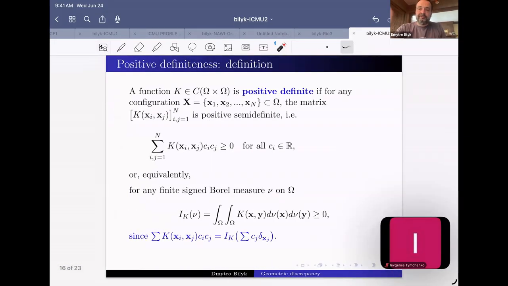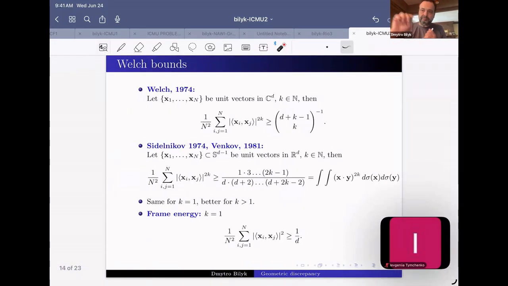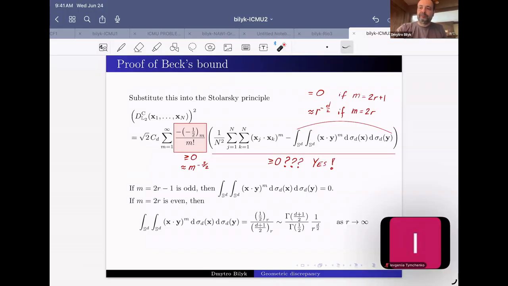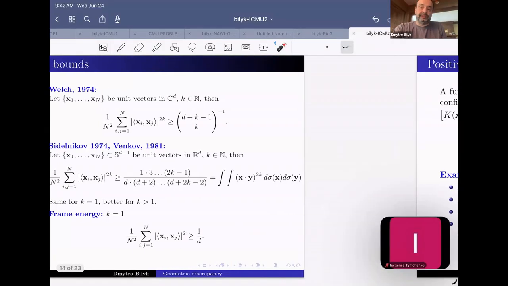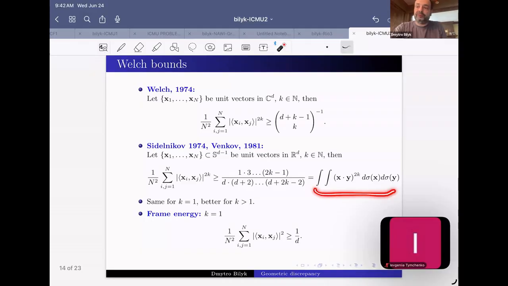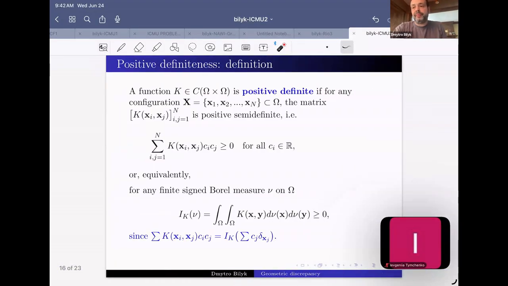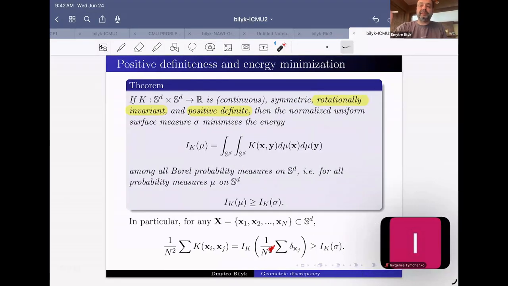For example, Stolarsky's inequality here follows immediately, because we know that this function is a positive definite function, as we just described, so the energy is minimized by the uniform measure. You get it almost for free from this statement. You just need to compute what the energy of the uniform measure is. All right, so this is the theorem. Any questions about the theorem?